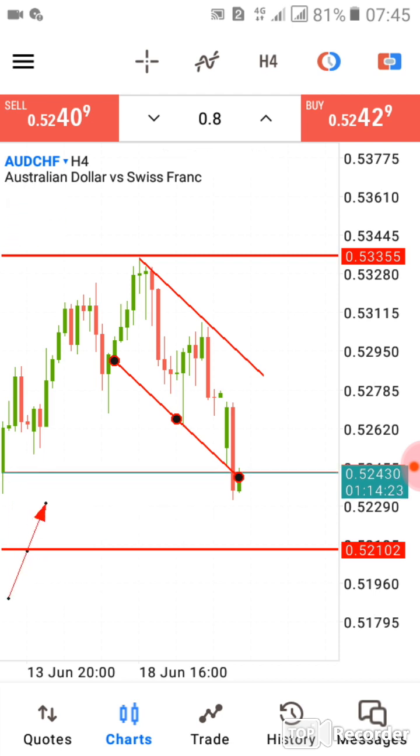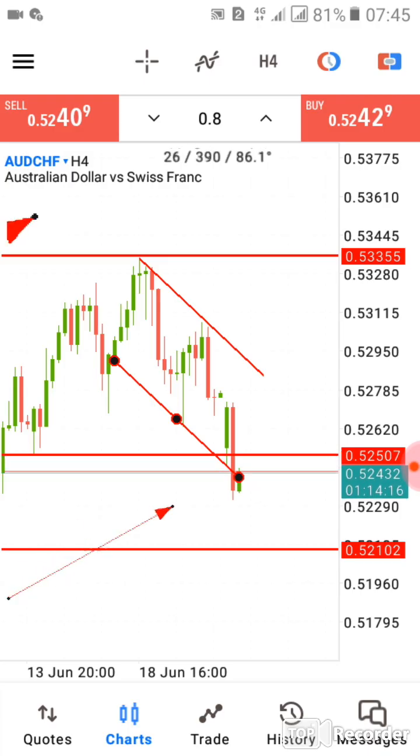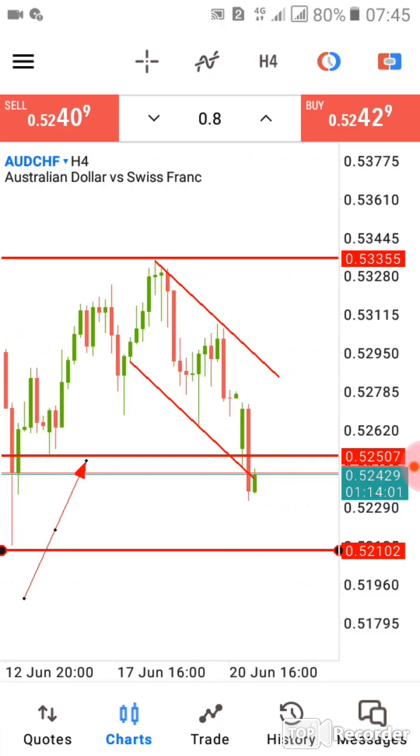Let me just put the line there. Yes, this is the hook point. So we wait for the price to break and close above this hook point. Once it does that, then we can place a buy entry. So that's what we're expecting on AUDCHF. And I know that if you take your time to wait for it, it's all about the game of patience. So you wait for it to be able to maximize the profits therein.